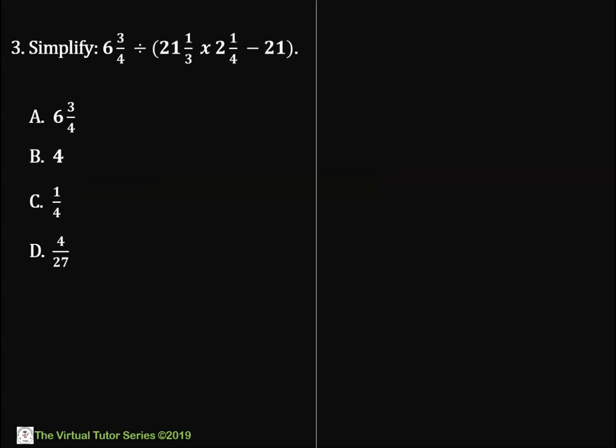Question 3. Simplify 6 3/4 divided by (21 1/3 times 2 1/4 minus 21). Solution. We are to simplify this expression. Let's first convert all the mixed fractions into improper fractions.